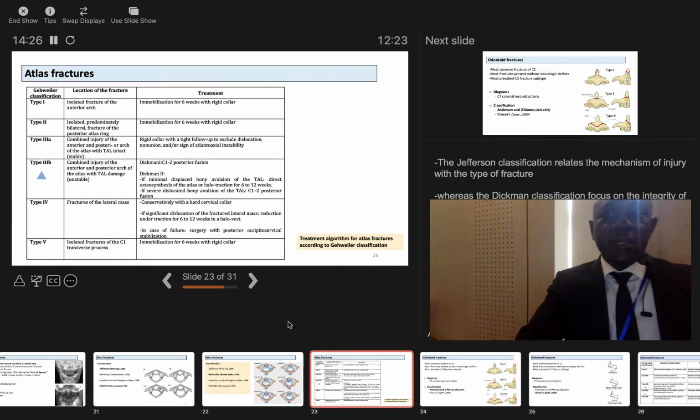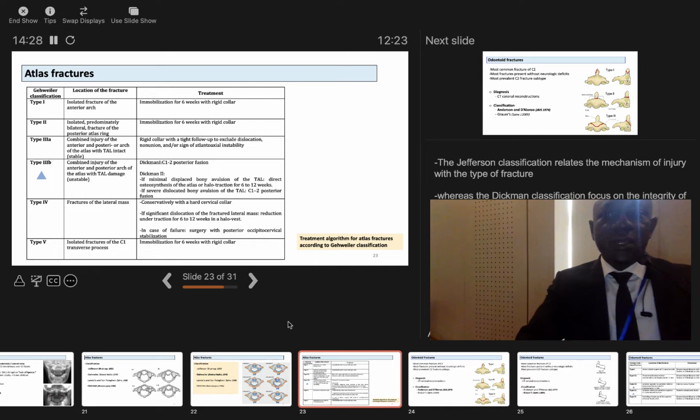This is the algorithm for atlas fracture according to Buehler classification. As you see, for type 3B, surgery is recommended.